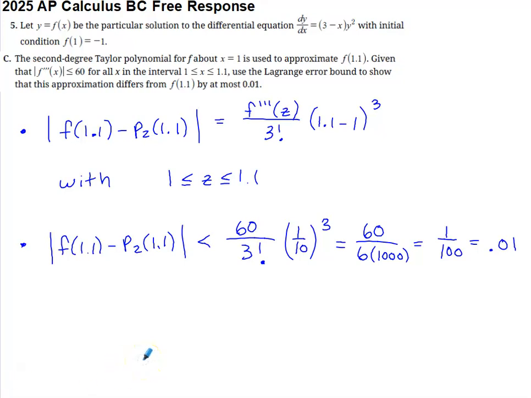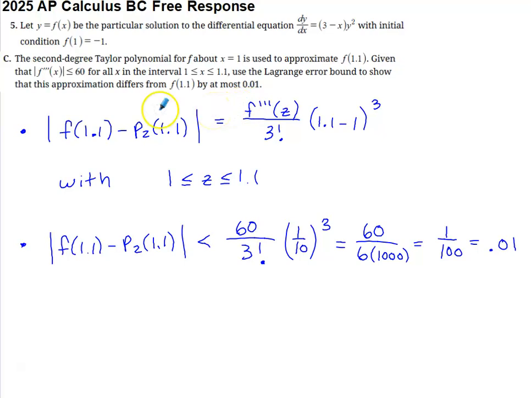Part C. The second degree polynomial for f about 1 is used to approximate f of 1.1. Given that the third derivative of this function evaluated at any x is always going to be less than or equal to 60 for all x between 1 and 1.1, use the Lagrange error bound to show that this approximation differs from f of 1.1 by at most 1/100th.